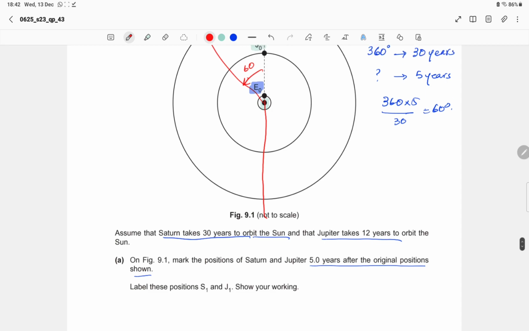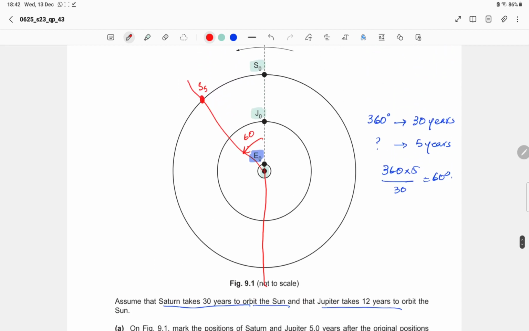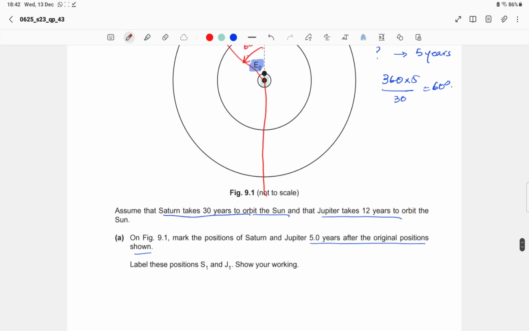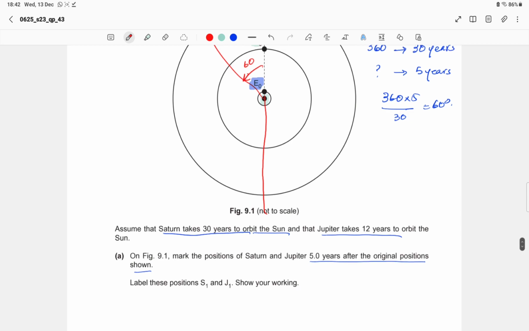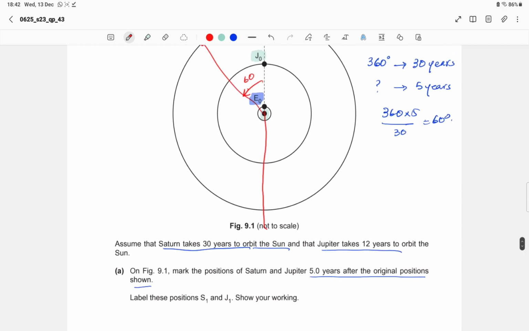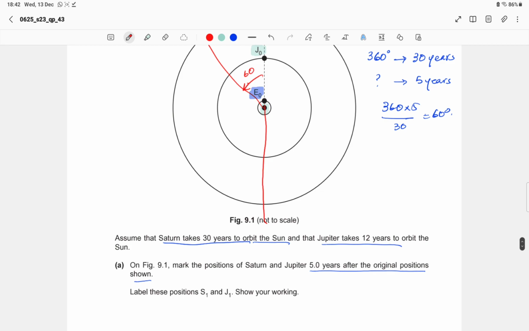Label these points S1 and J1. This is going to be S1. I had placed S5 thinking that after 5 years it's going to be this, but this is S1. Now for Jupiter, we need to find out the angle. Again, we do the same thing. Jupiter takes 12 years.